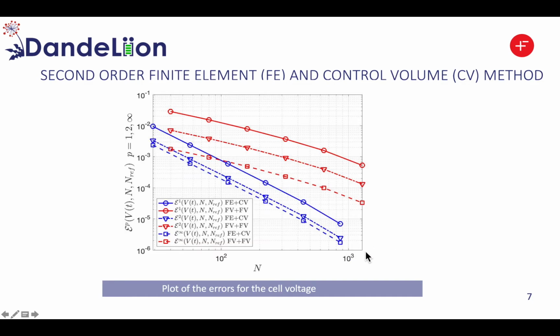Suppose I have more than 1000 points and I solve by the first order method, then the error in the first order method at 1000 points is much higher compared to the second order method. We can even achieve the same accuracy with fewer points. So that makes Dandelion even faster and more accurate.